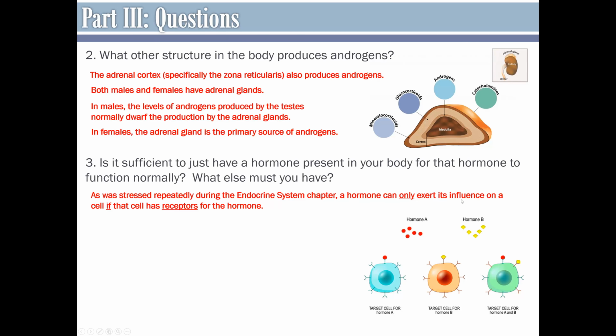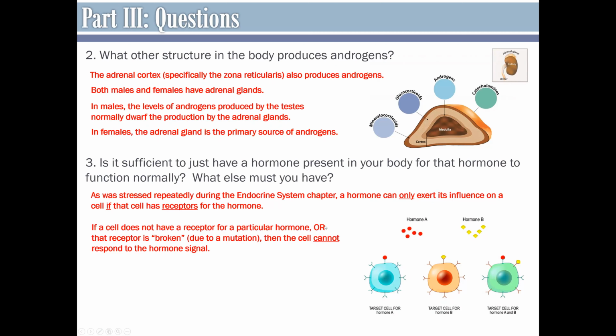We looked at two different example hormones, hormone A and hormone B. If a cell has receptors for hormone A, then only hormone A is going to affect that cell. A cell that only has receptors for hormone B is only going to be affected by hormone B. And if a cell is going to be influenced by both hormones, it has to have receptors for both types of hormones. So if a cell does not have a receptor for a particular hormone, or that receptor is broken, say due to a genetic mutation, then the cell cannot respond to the hormone signal.